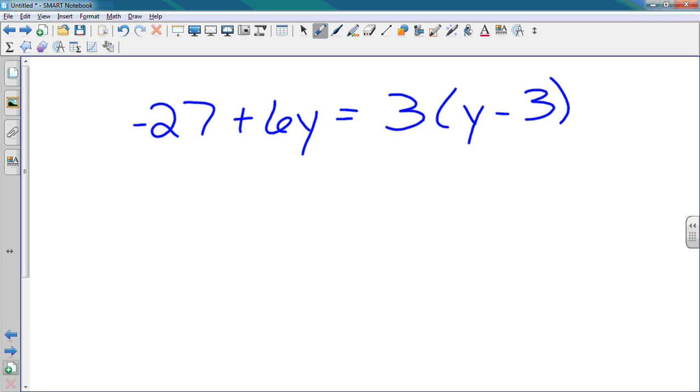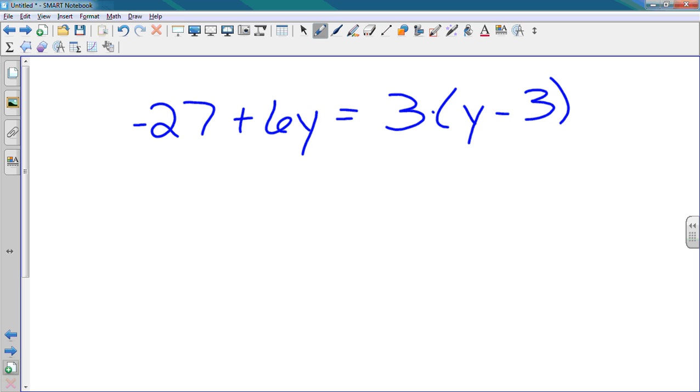What is surrounding the variable? How is it attached to the variable? In this case, I have this y. This 27 is attached by adding a negative. This 6 is attached by multiplying. This 3 is attached by multiplication, and this 3 is attached by subtraction, right? Now I want to isolate the variables by combining. This is step 3, combine and isolate.